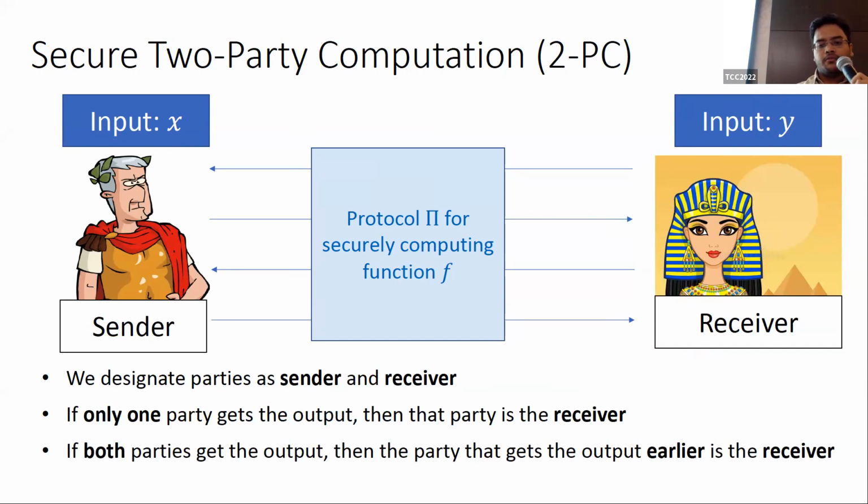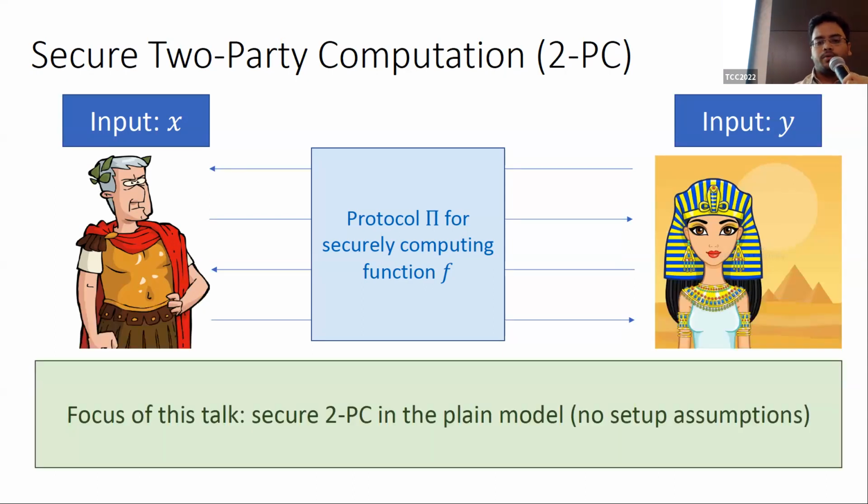And in our setting, if one party gets the output, we consider it's the receiver who gets the output. And if both parties get the output, we consider that it is the receiver who receives the output first. And in this talk, we are going to focus on two-party computation in the plain model. There are no setup assumptions.